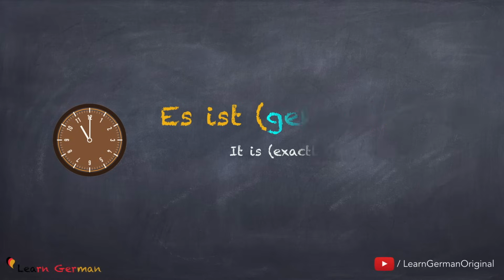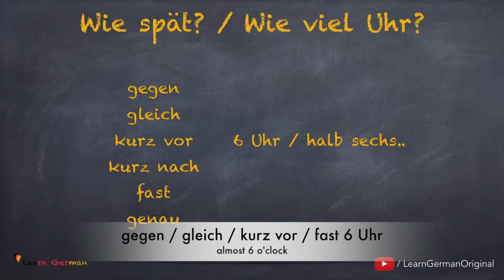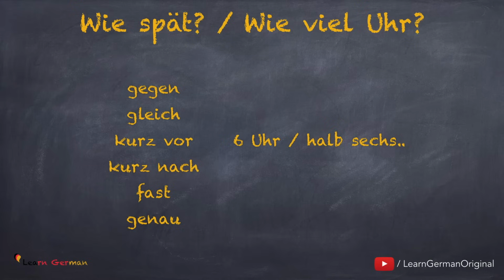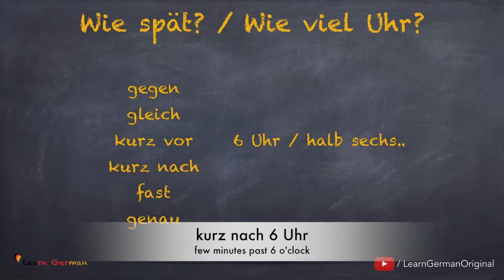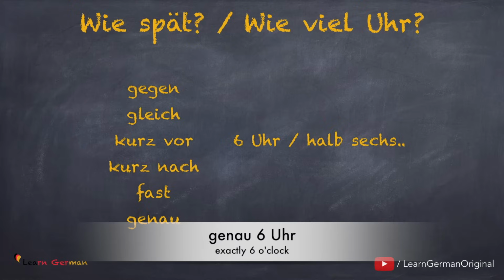There are other adverbs you can use to describe the time. When it's around 6 o'clock, you can say: Es ist gegen 6 Uhr. When it's about to be 6 o'clock, you can say: Es ist gleich 6 Uhr or kurz vor 6 Uhr. You can also say: Es ist fast 6 Uhr. When it's a few minutes after 6 o'clock, you can say: Es ist kurz nach 6 Uhr. And when it's exactly 6 o'clock, you would say: Es ist genau 6 Uhr.